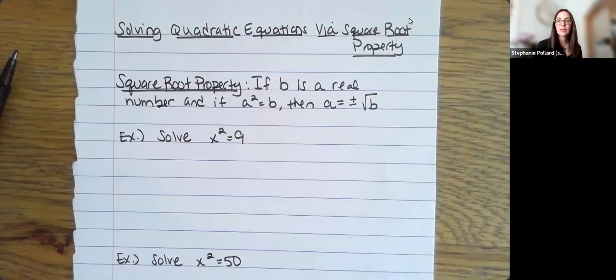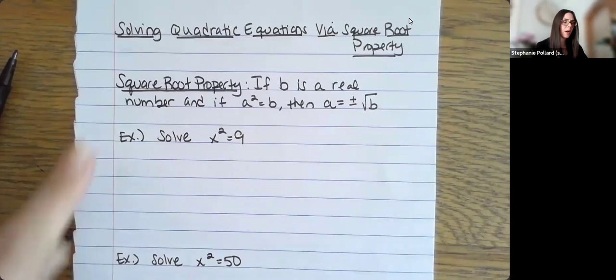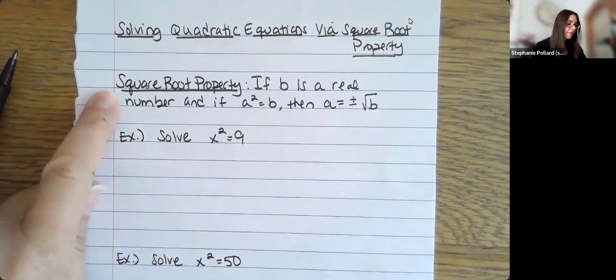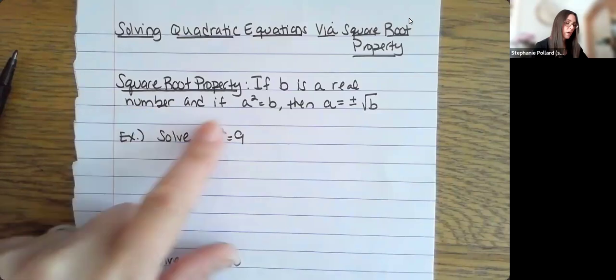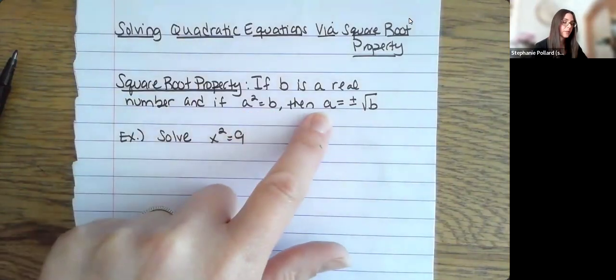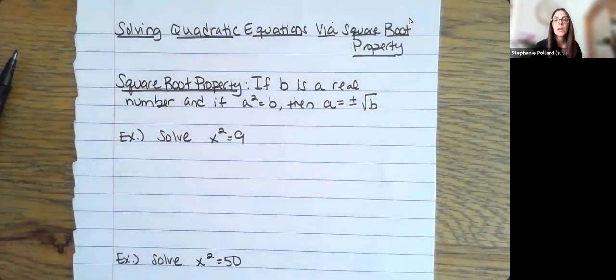Hi everybody, in this video, I want to show you how to solve quadratics using what's called the square root property. So first of all, the square root property says the following. If b is a real number and if a squared equals b, then a equals plus or minus the square root of b. So basically, to solve for a, we can take the square root of both sides. And that is a valid and viable way to solve.